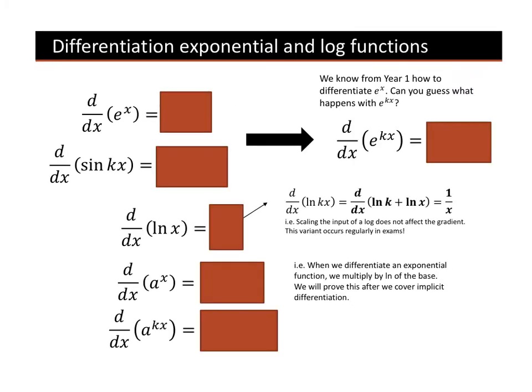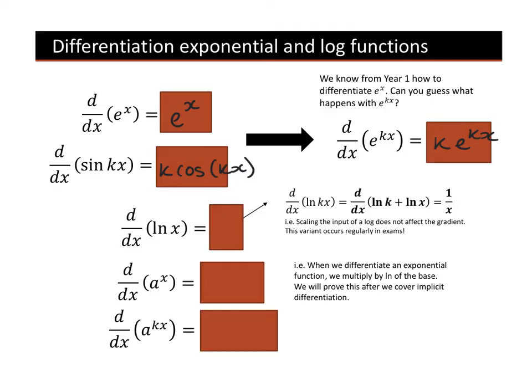Okay, so differentiation of exponentials and logs, okay? So, again, we've already covered this, which is really nice. So, the first one, e to the x, we know differentiates to e to the x. Sine kx, we know sine differentiates to cos, we multiply by the differential of kx, which is k. So I'm going to get k cos of kx. So e to the power of kx, we know we multiply by the differential of the power. So kx differentiated is k. So we have k e to the kx.